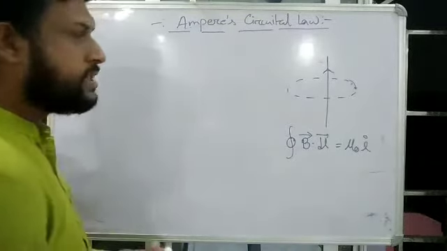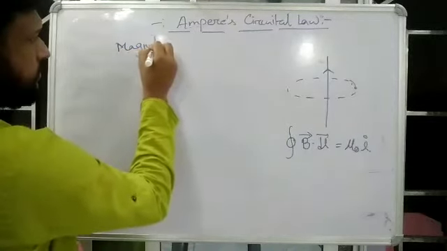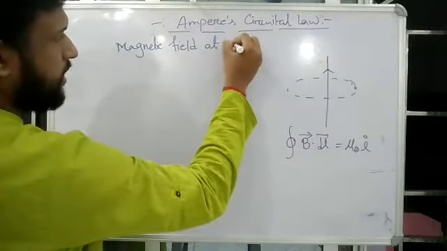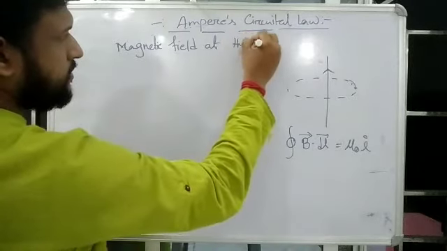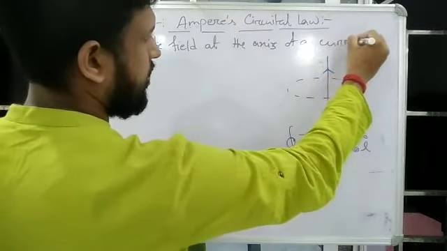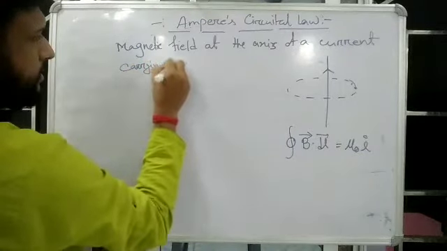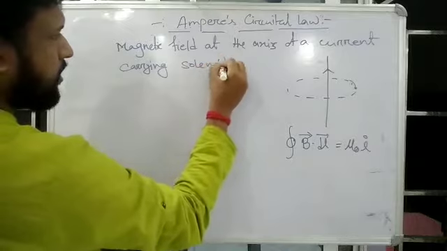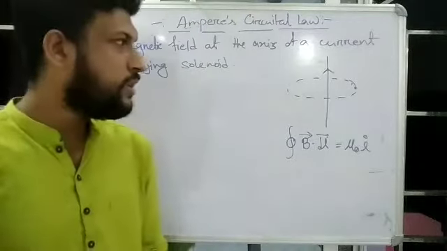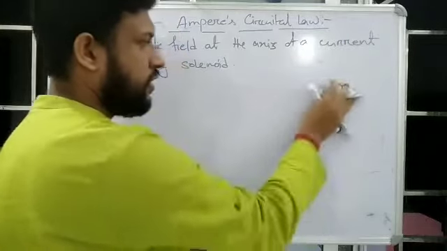Today we will use this law again for finding the magnetic field for a current carrying solenoid. So today's topic of discussion is magnetic field at the axis of a current carrying solenoid. Okay, so hopefully all of you know what is a solenoid, right?